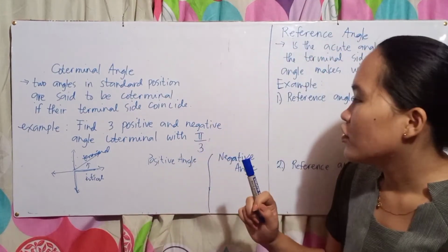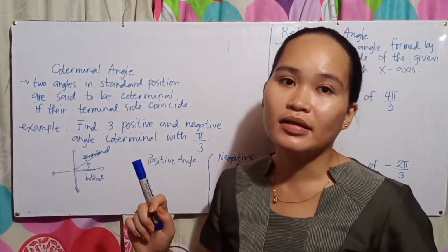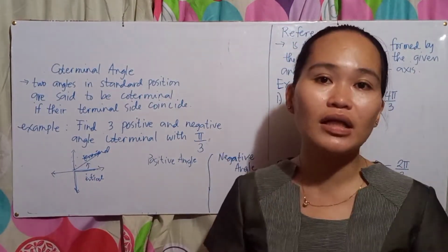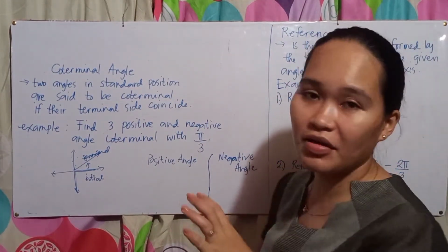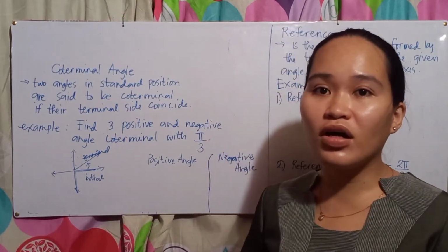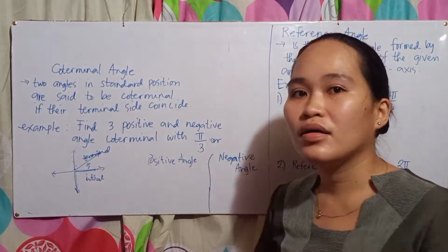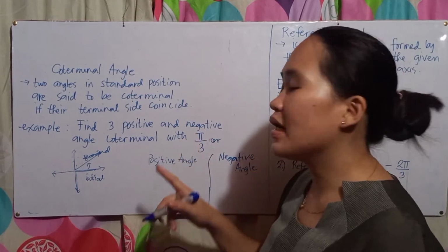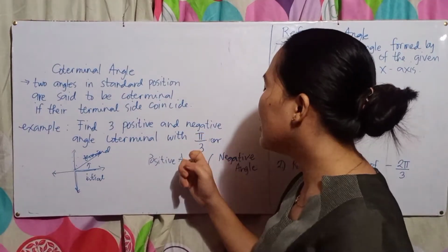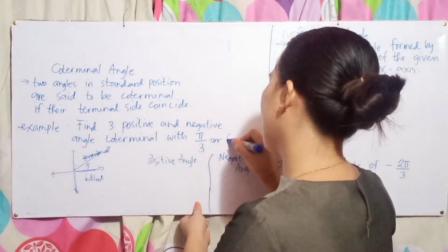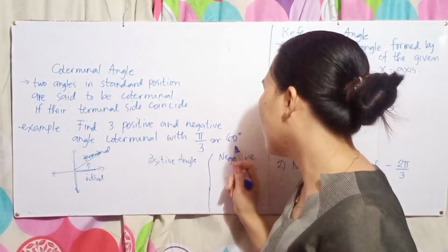For example, find three positive and negative angles coterminal with pi thirds. Since the given is in radians, let's convert into degrees so it is easier to solve. Pi is equivalent to 180 degrees in radians. So 180 divided by 3 is 60. So that's the radian form and the degrees form. Now we will find the coterminal angles.